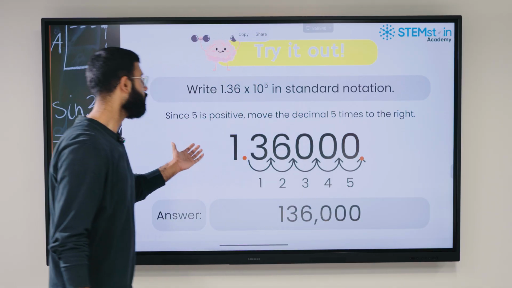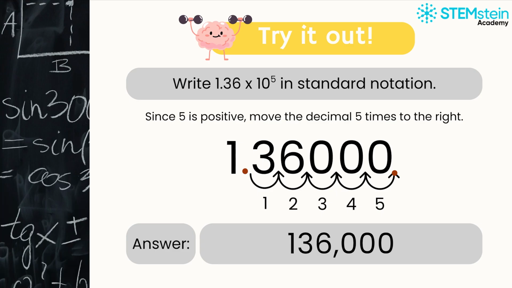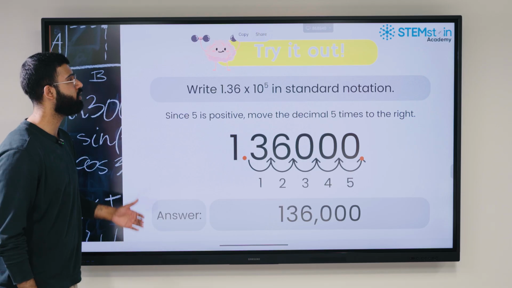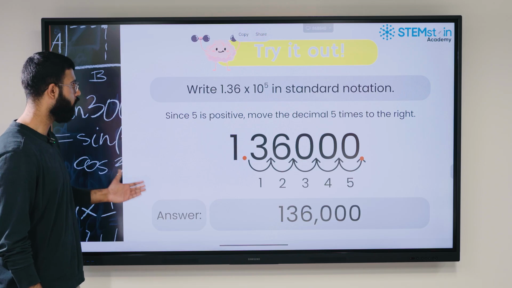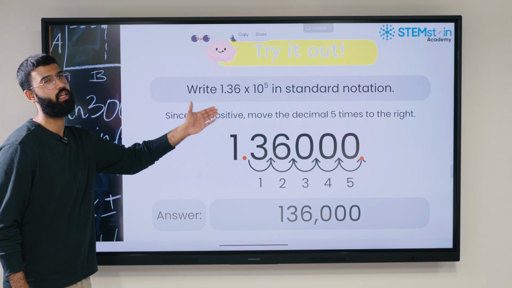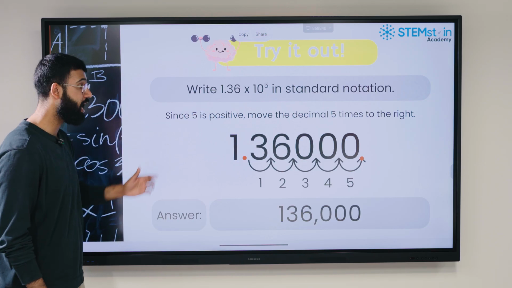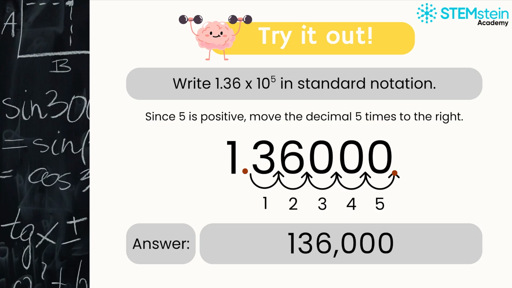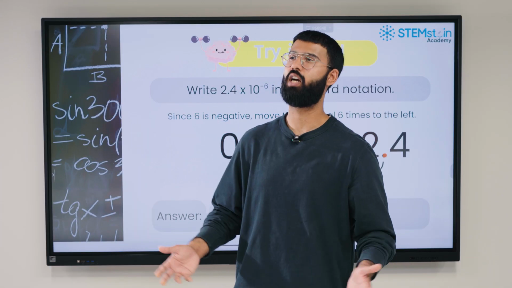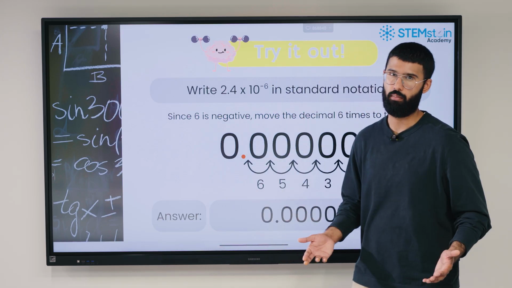Here we have 1.36 times 10 to the power of 5. We want to write it in standard notation. So let's look at the exponent. We see that it's a positive 5. So we know we're going to move that decimal place in 1.36 5 times to the right. And we end up with 136,000. Before, our conversion ended with a very big number.